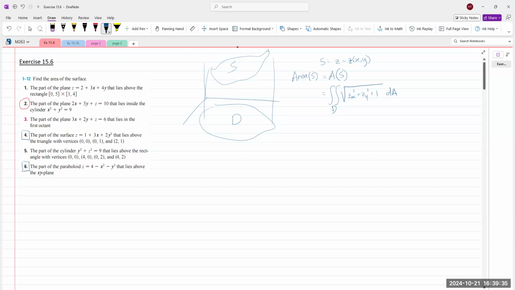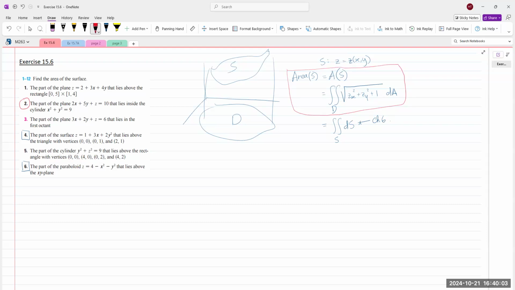Okay, now you will see in the future that we will write this integral as a double integral over S of dS, but that's for chapter 16. For now we will use this formula here as the area of the surface with domain D.